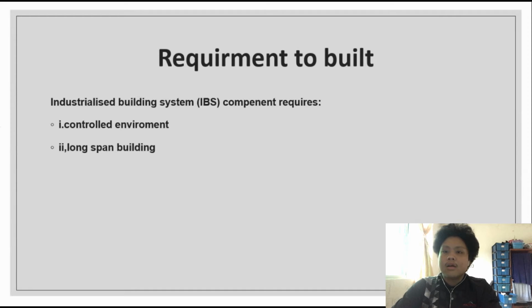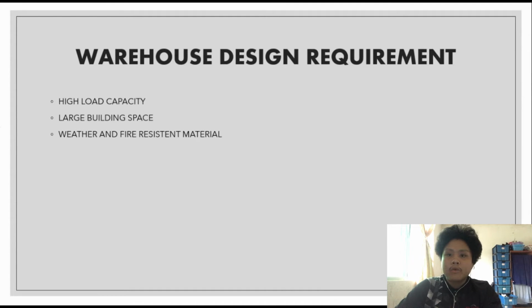Why do we need a long span building? Imagine if we wanted to store a precast column. In our general knowledge, precast columns come in many sizes. So, it is important to have a wide and long environment to store the IBS components. To be specific, the warehouse design requires a high load capacity member, large building space, and the warehouse needs to be made of weather and fire resistant material.